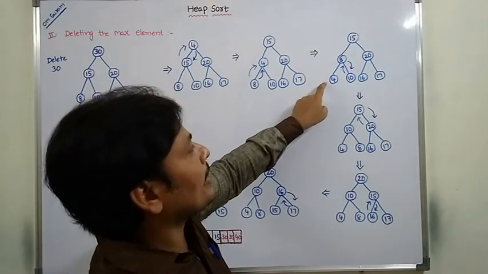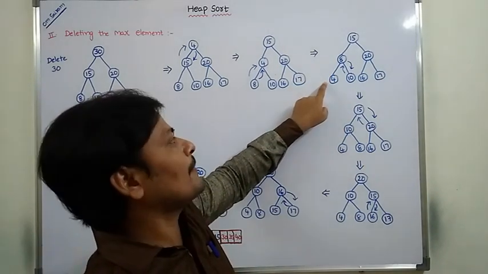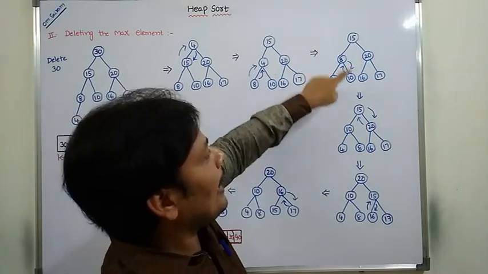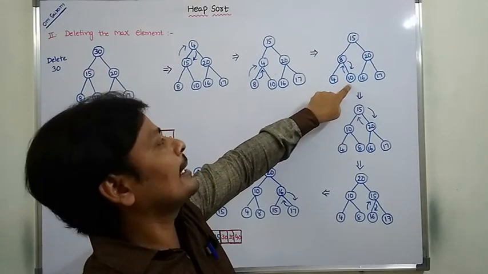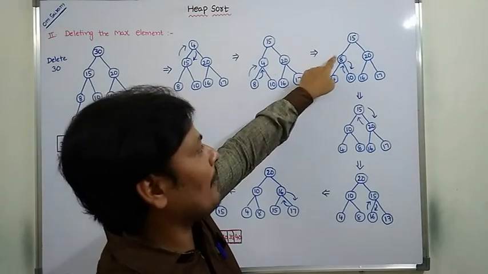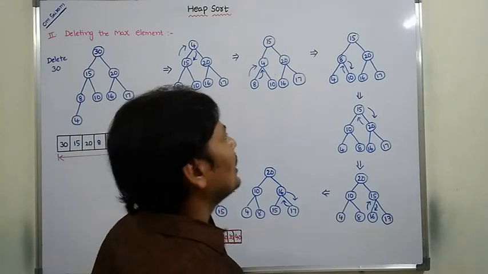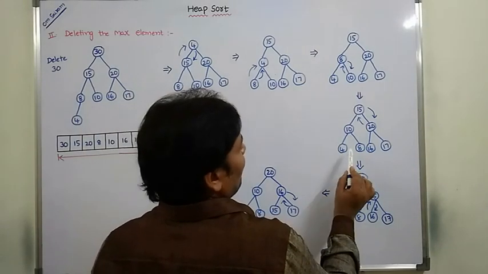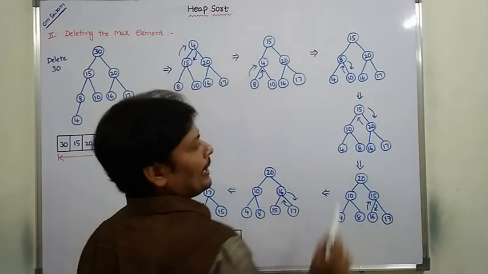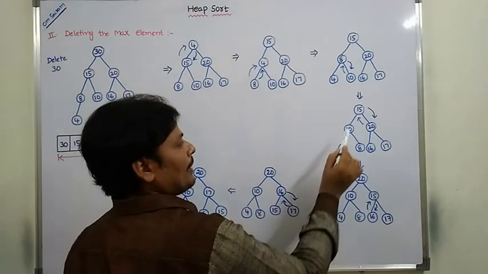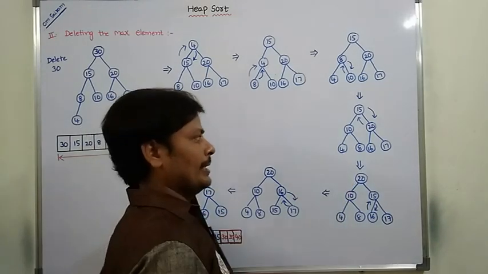So 8 is greater than 4. Yes, it satisfies the maximum heap property. 8 is greater than 10? It does not satisfy. So swapping can be done. Next, after swapping, 4 and 8 have the parent 10. So 10 is greater than 4, 10 is greater than 8.